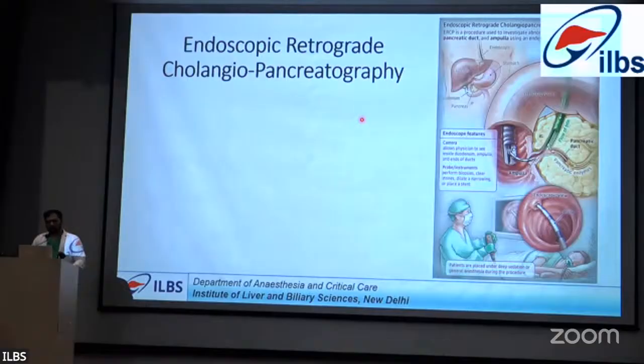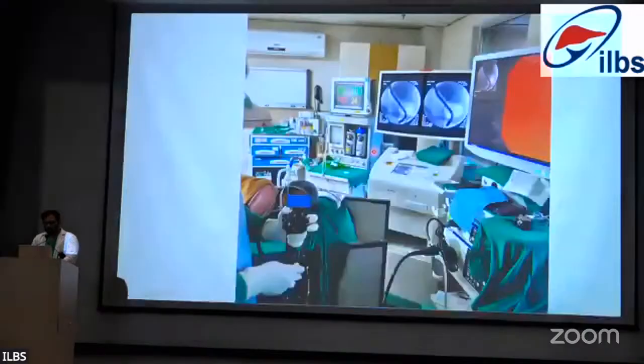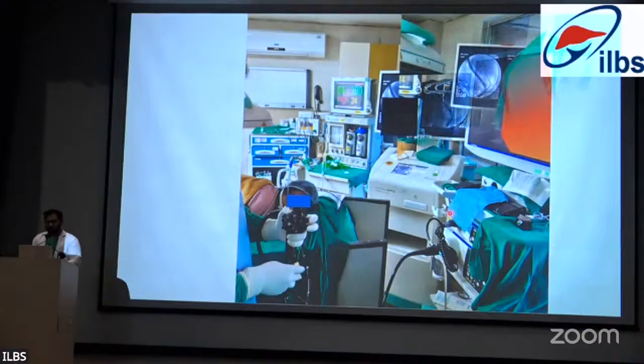Now, coming to one of the most common as well as one of the complex procedures for both endoscopists as well as the anesthesiologists, which is the ERCP. This is how ERCP looks like in our institute. As we can see, there is hardly any space for anybody to go near the head end. So securing an airway during the procedure is going to be very difficult. And we can see the oxygen port as well as the suction port is going to be kept behind the monitors, so accessing them is also a difficulty.